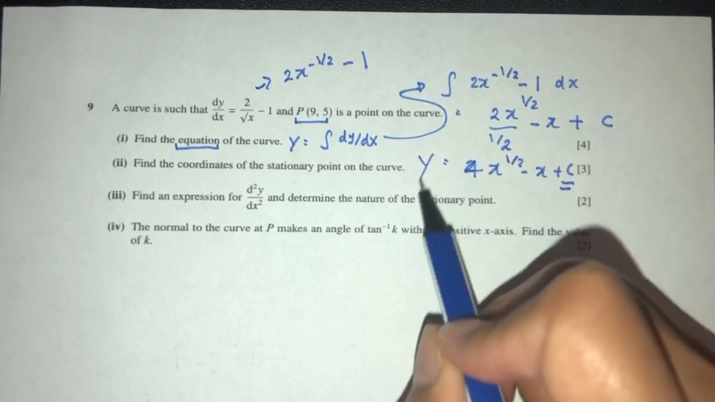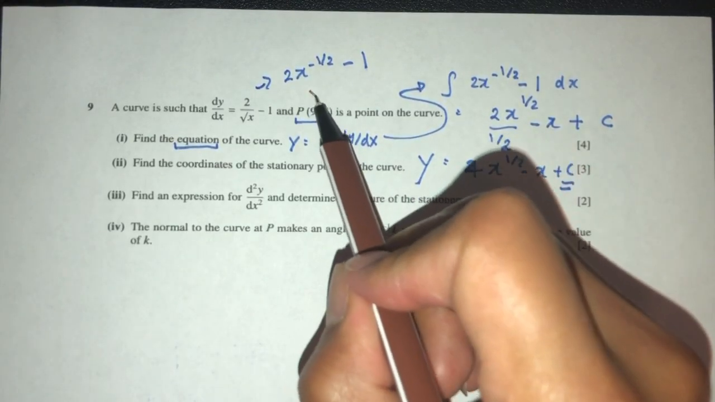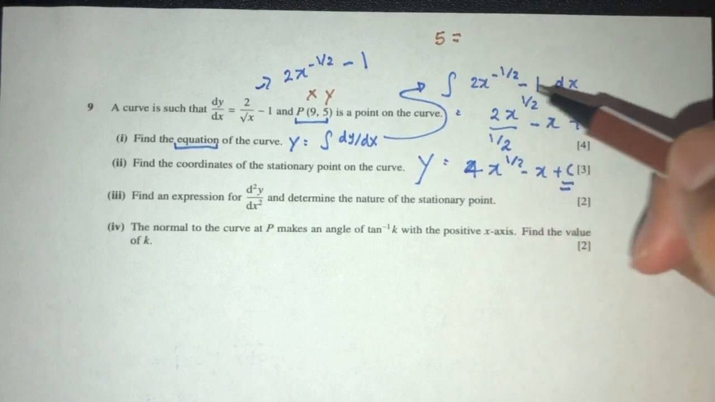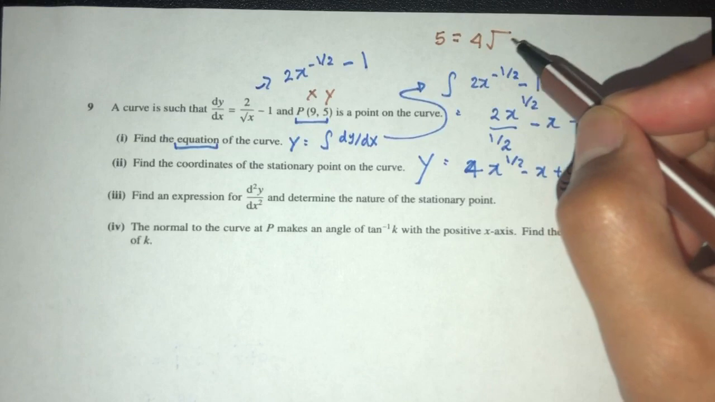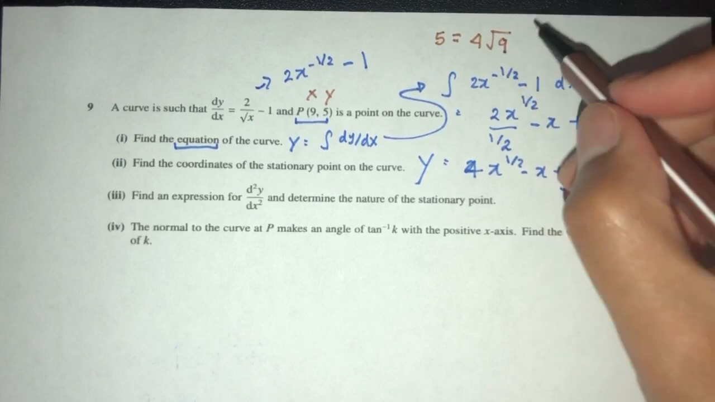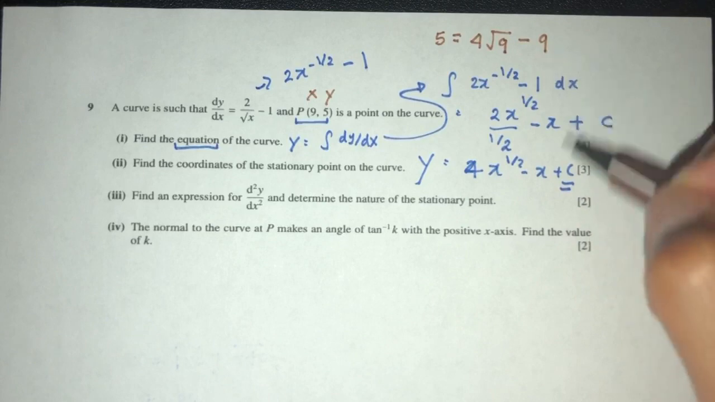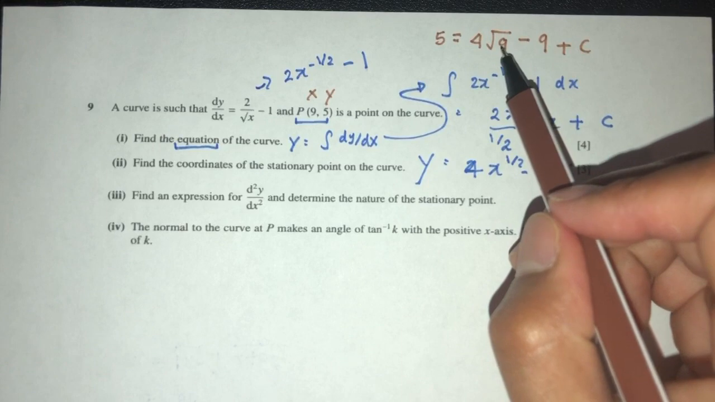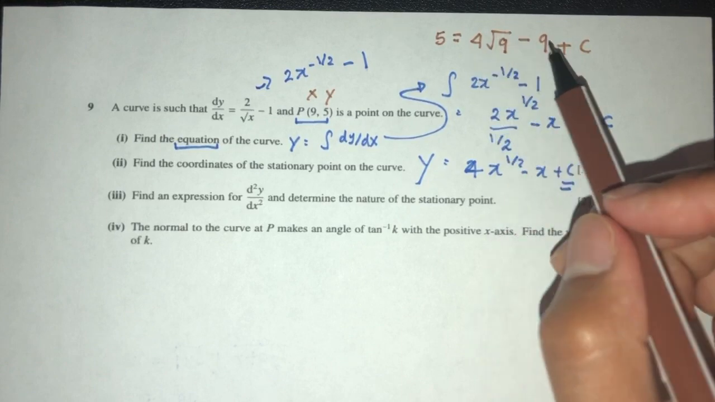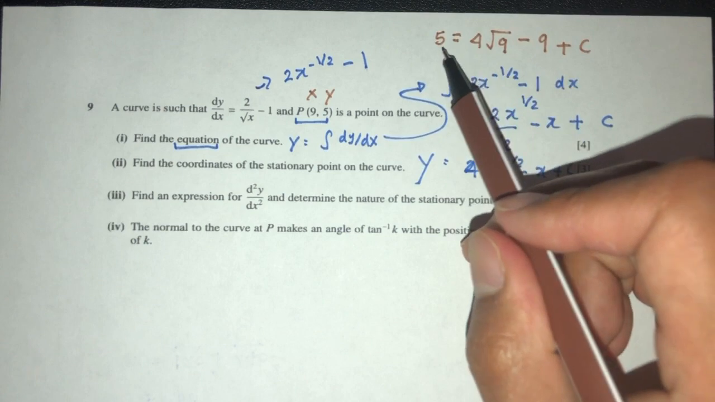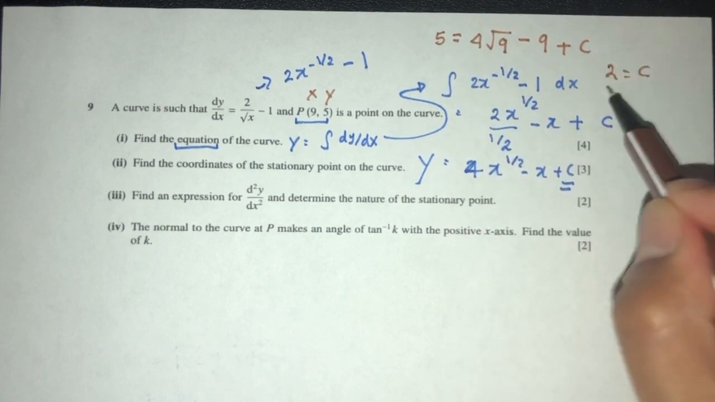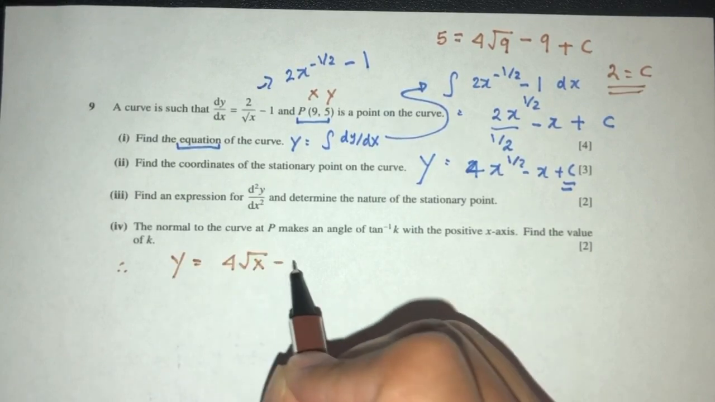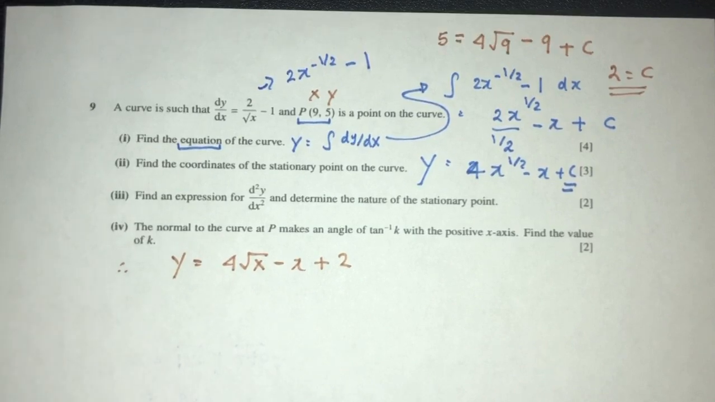We have to find c, this is y. So we have to use this passing point x and y. That will be 5. Let's replace, that will be 5 over here, and that should be 4 root of x, x is 9, and minus x, minus 9, and plus c. Solve for the value of c. So let's see. This will give you 4 times 3 is 12. 12 minus 9 is 3. Send 3 over here. 5 minus 3 is 2. 2 is c. So finally, y will be 4 root of x minus x plus 2. That is my equation of the curve.